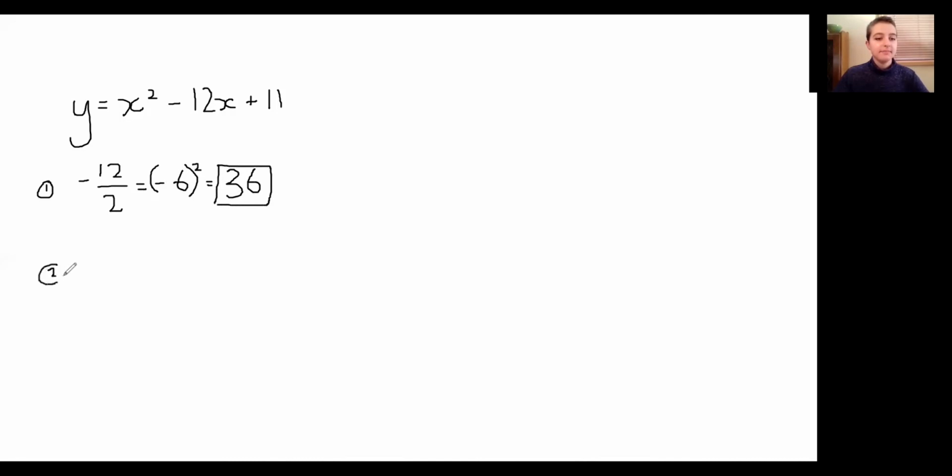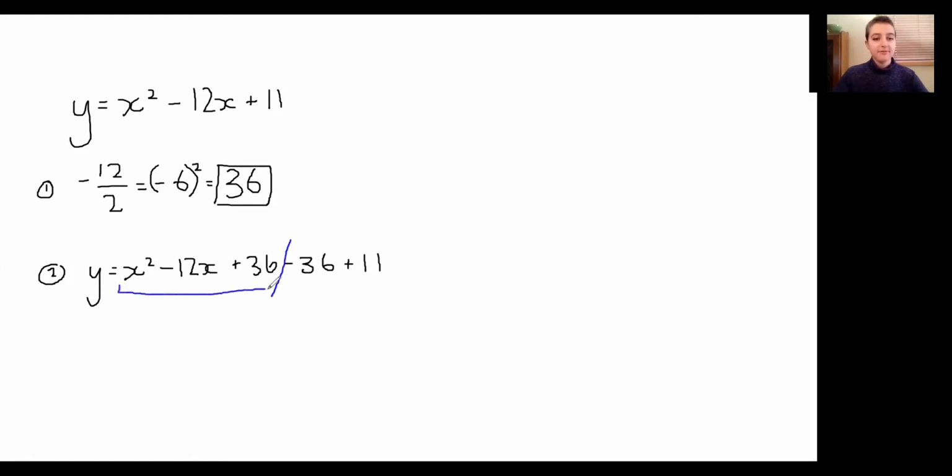So second step, we have y equals x squared minus 12x plus 36, and then minus 36. And we always do it in that order, the plus first and the minus second. Plus 11. Cool. And then we're going to split it into two parts.